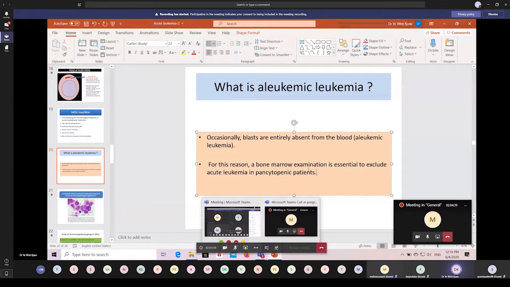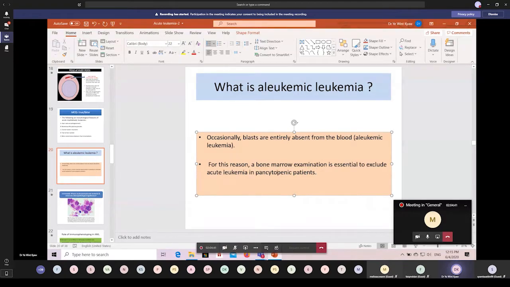So this can be caused by leukemia also, because leukemia cells stay in the bone marrow and can replace all the synthesis, and this can present with pancytopenia. But sometimes you cannot see any blast cell in the blood, so you need to examine the bone marrow, essential for confirmation, because pancytopenia can have many causes. SLE can cause pancytopenia also. Megaloblastic anemia can cause pancytopenia also.